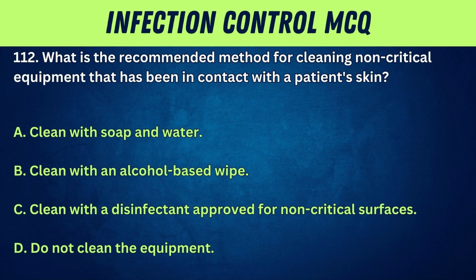112. What is the recommended method for cleaning non-critical equipment that has been in contact with the patient's skin? A. Clean with soap and water. B. Clean with an alcohol-based wipe. C. Clean with a disinfectant approved for non-critical surfaces. D. Do not clean the equipment.